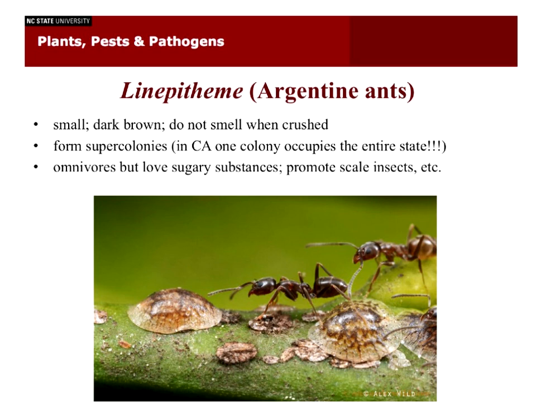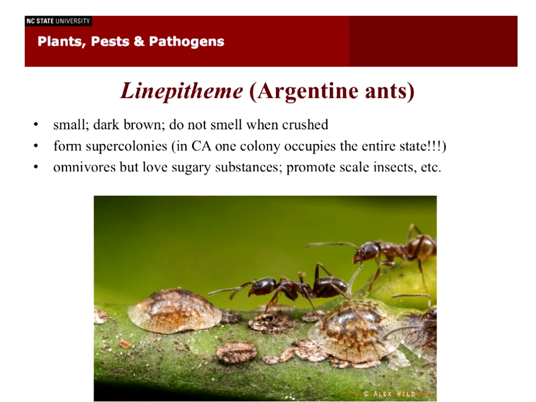Now, one of the really interesting things about this group is that it's obviously from Argentina, and it was first intercepted in Louisiana, I'm not sure when, but it has basically gone across the U.S., and because it was only introduced by a few individuals, they were all sisters, and so they don't hate each other.